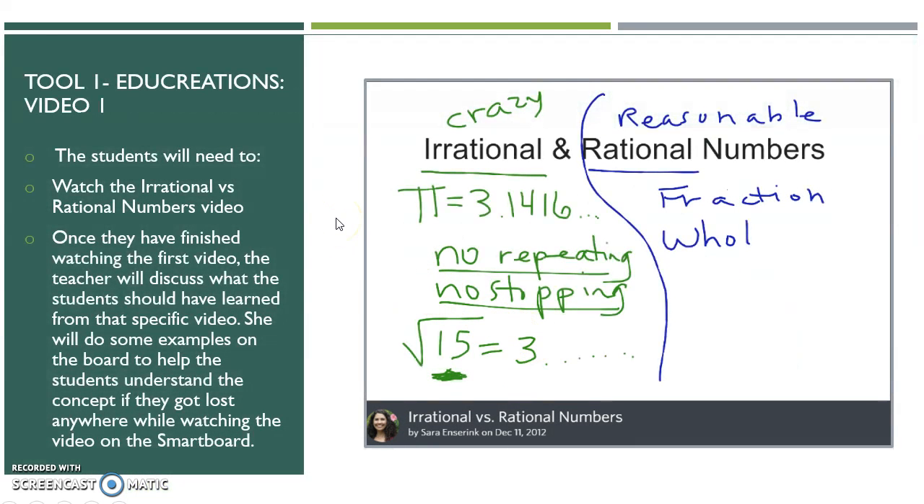Let's begin with Tool 1, EDU Creations Video 1. The students will need to watch the irrational versus rational numbers video. Once they have finished watching the first video, the teacher will discuss what the students should have learned from the specific video. She will do some examples on the board to help the students understand the concept if they got lost anywhere while watching the video on the smartboard.